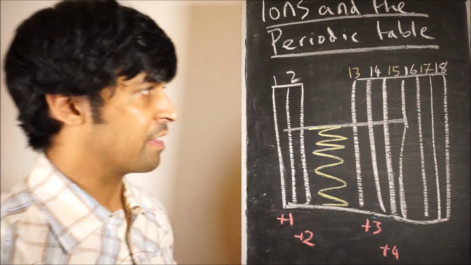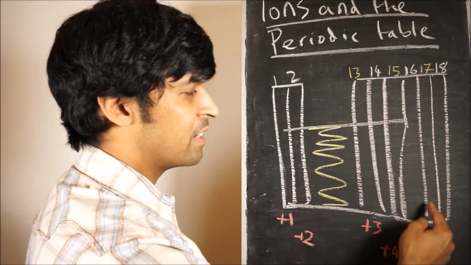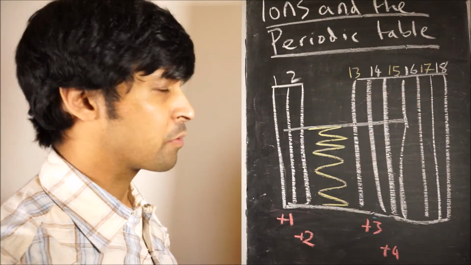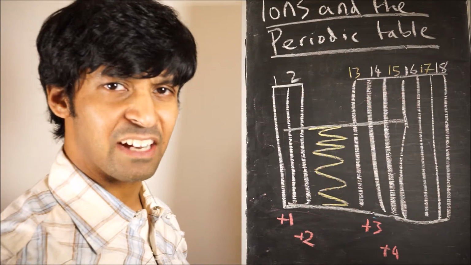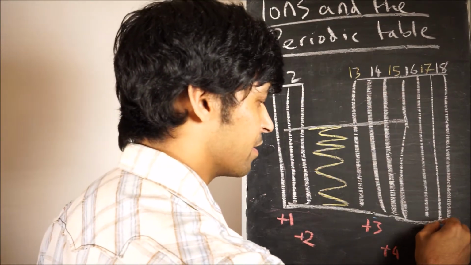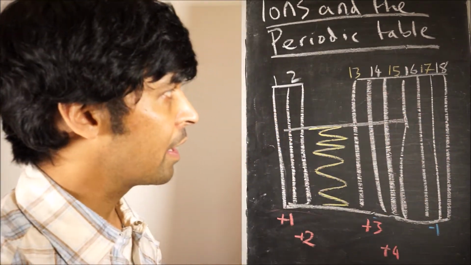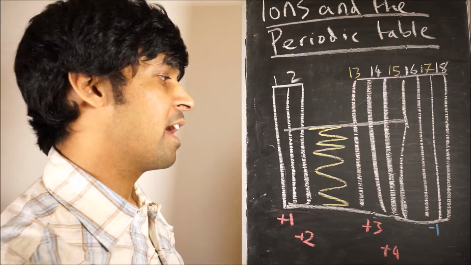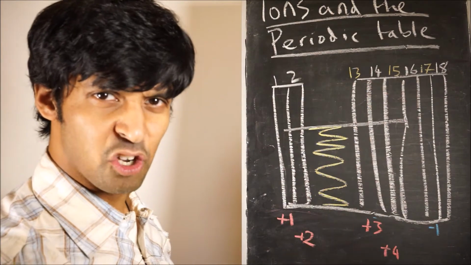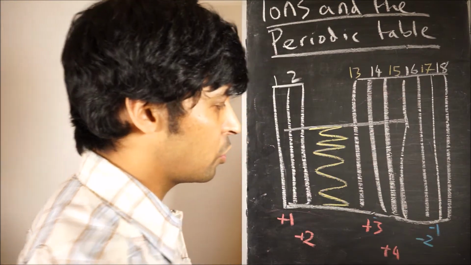Now going over to the other side, we've got group 17. These have 7 valence electrons, 7 electrons on the outside. So they only need 1 more extra electron. So you add an electron and they become negatively charged, -1. With group 16, they've got 6 valence electrons, so they need 2 more extra electrons to get that full shell, so they become -2.